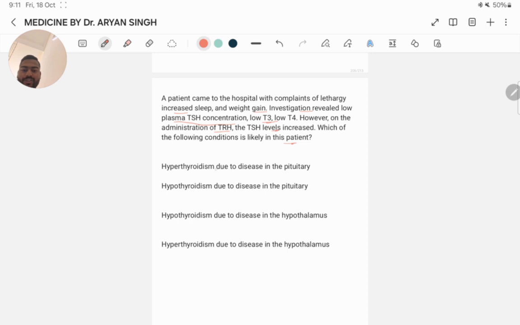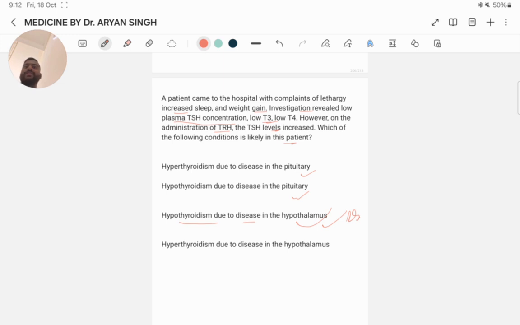Options: hypothyroidism due to disease in the pituitary, or hypothyroidism due to disease in the hypothalamus. Here's the answer. The patient presents with lethargy, increased sleep, and weight gain. These are classic symptoms of hypothyroidism, which is characterized by an underactive thyroid gland.